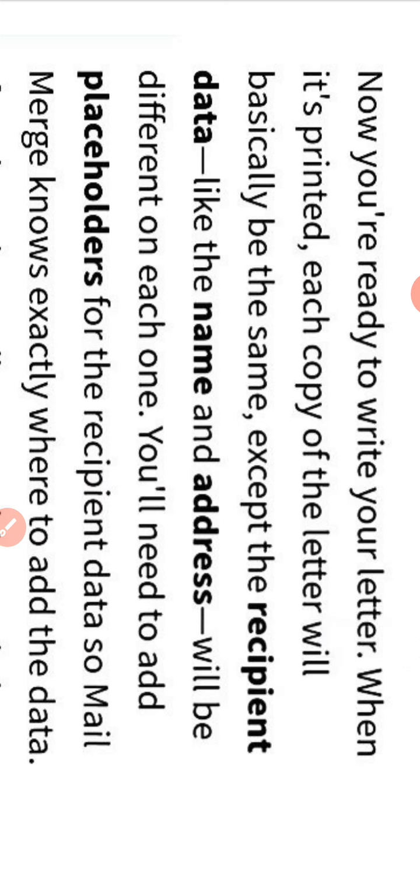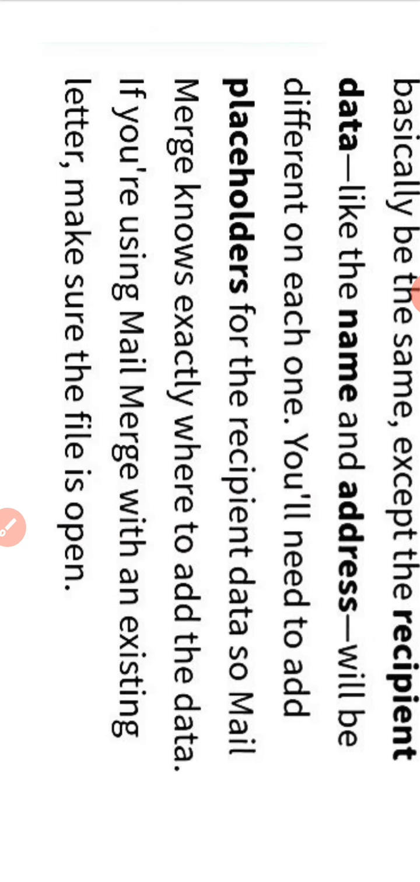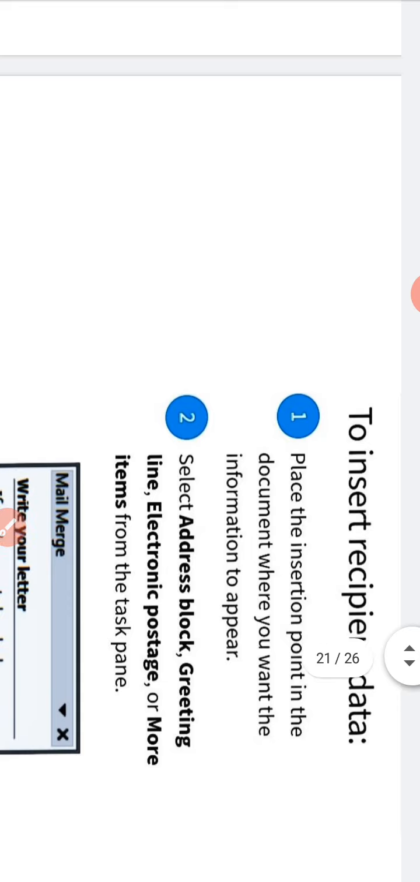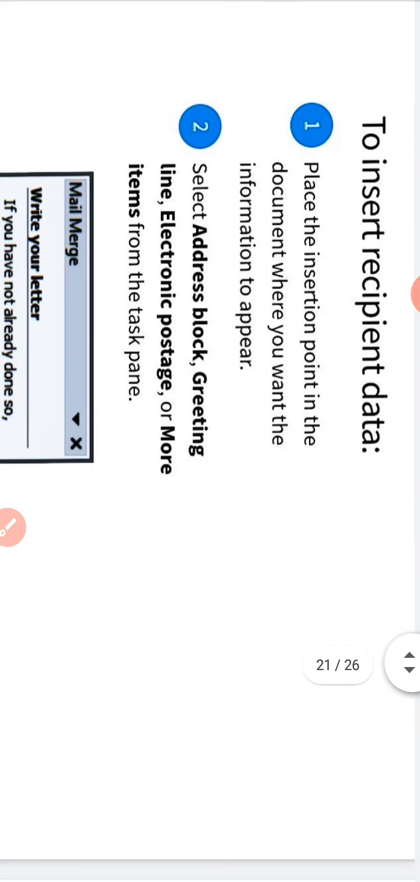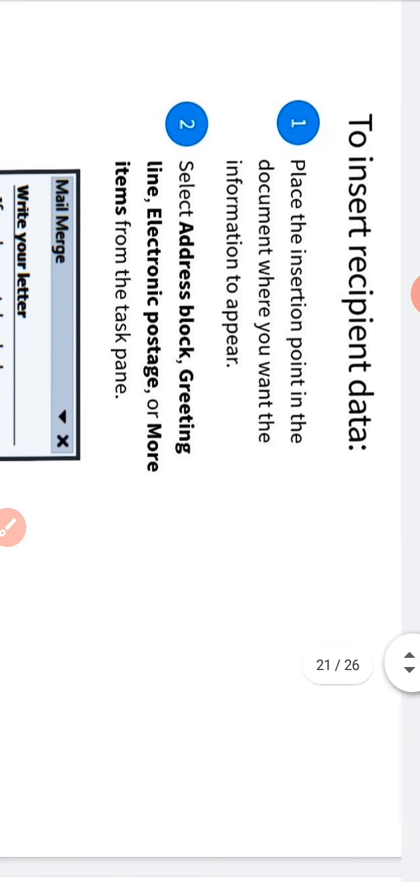When you are ready to write your letter, when it is printed, each copy of the letter will basically be the same, except the recipient data like name and address will be different on each one. You will need to add placeholders for the recipient data so mail merge knows exactly where to add the data. If you are using mail merge with an existing letter, make sure that file is open. To insert recipient data, the following steps are to be followed.